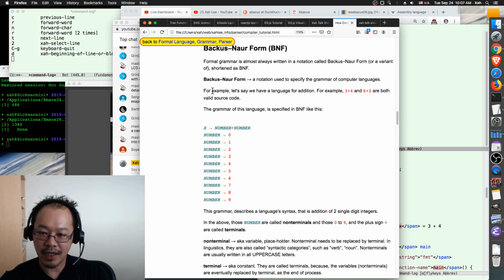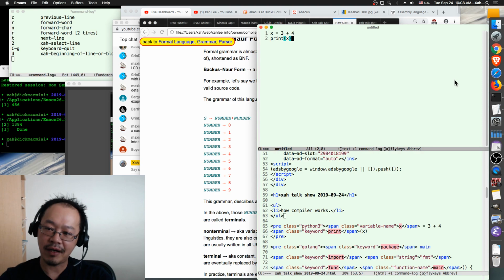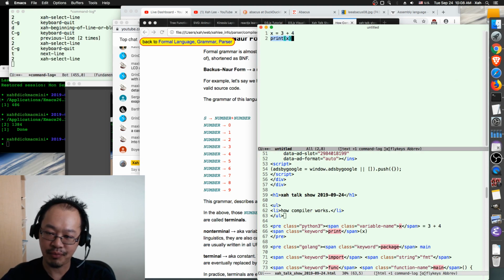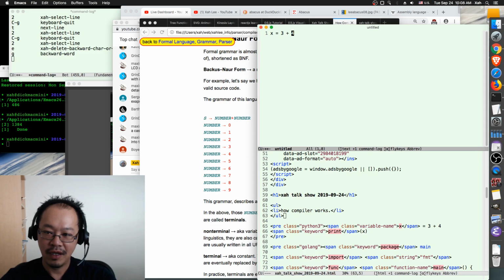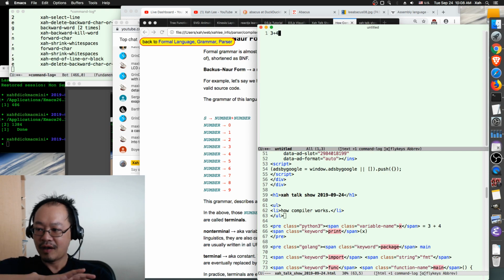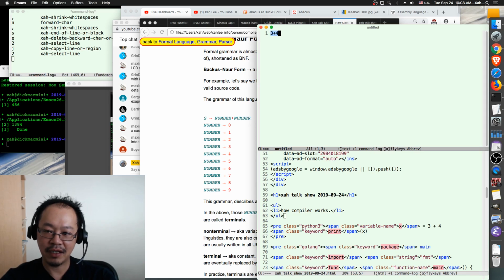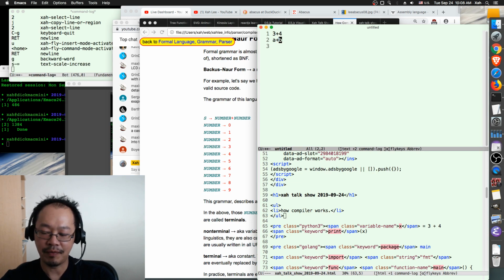For example, let's say we have a language for addition. For example, 3 plus 4 or 6 plus 2 are both valid source code. Let's begin simple. Let's forget about x equals something, and print something. Let's say you are creating a new language, and the entirety of the syntax is that every line must be of this form: a plus b.